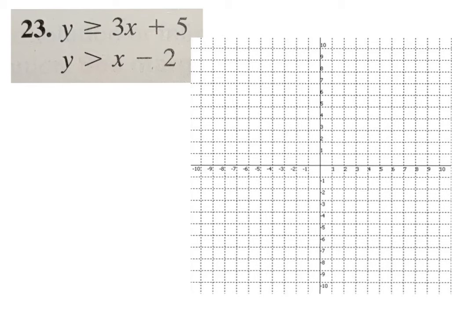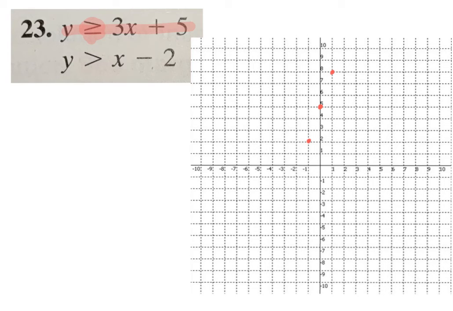So we will graph the first line here, starting with our y-intercept, +5. Our slope is 3, so we'd go up 3 and over 1, or we could go down 3 and left 1. And then because it is greater than or equal to, we are going to make this a solid line. So we're going to make this guy a solid line. I'm still not doing it very well, am I? Might just draw it.